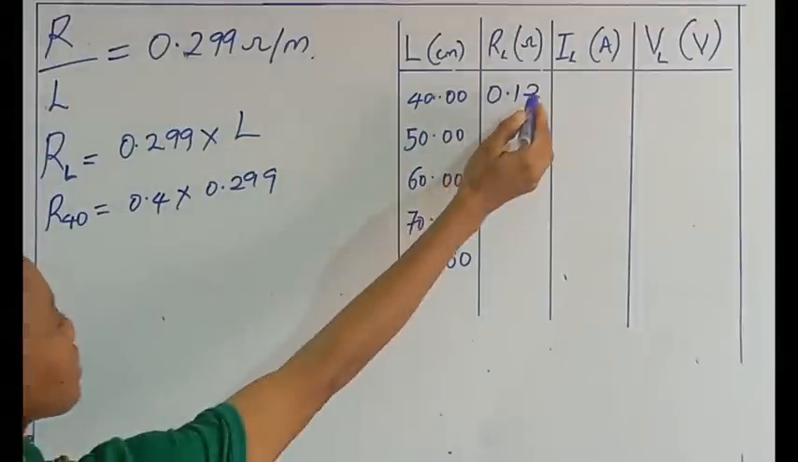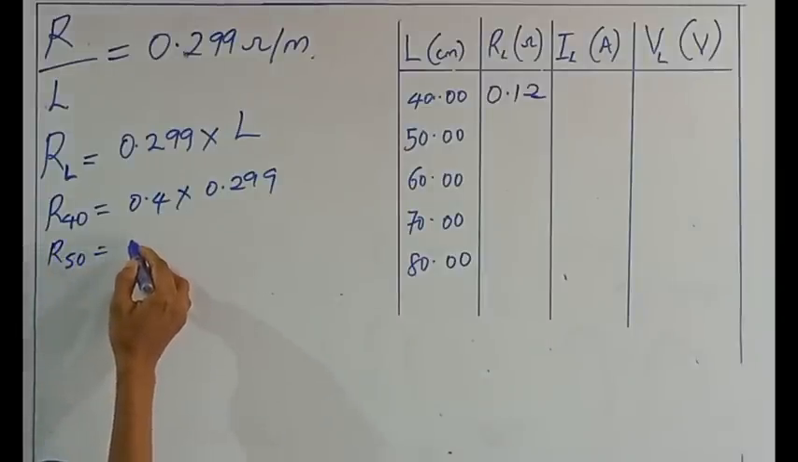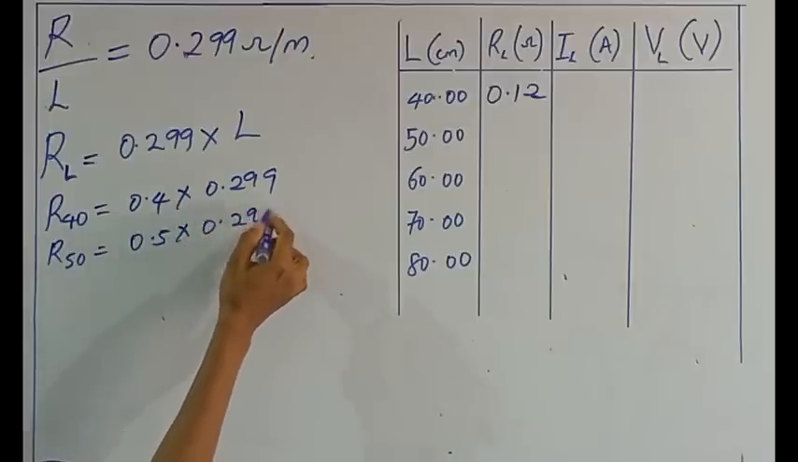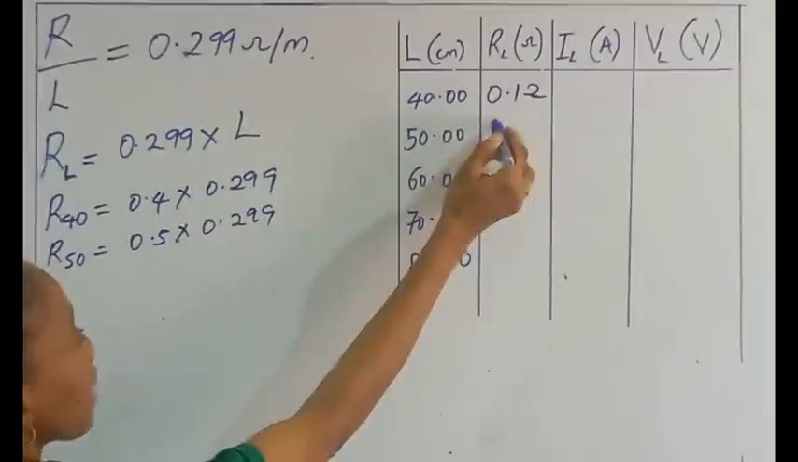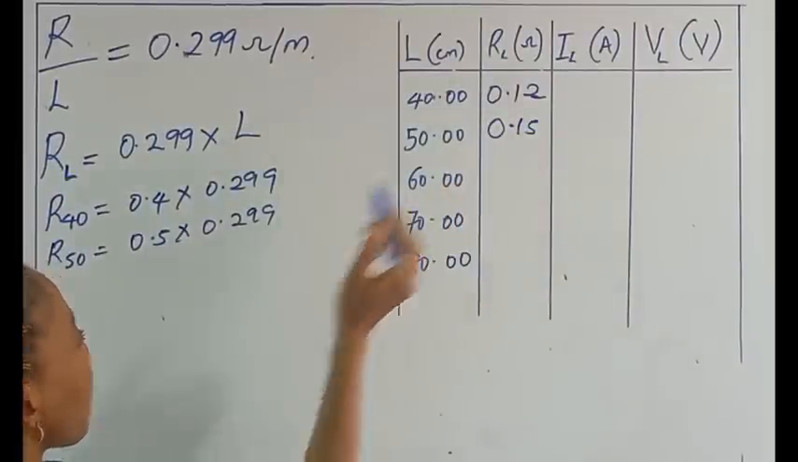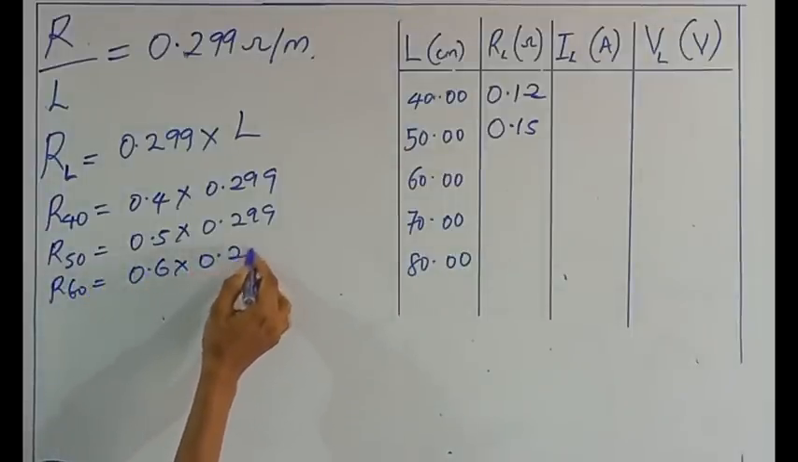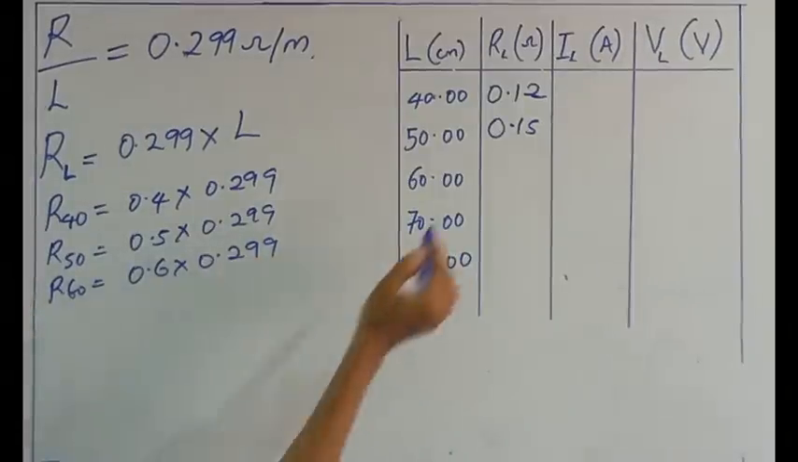So we will do the same for 50. For R50, we'll have 0.5, that's converting it to meters, times 0.299. That will give us 0.15. So we'll have this place to be 0.15. For R60, we'll do the same thing. 0.6 times 0.299. So we can get 0.18.